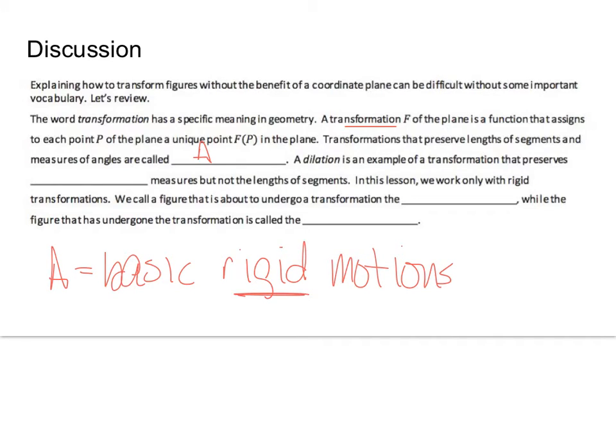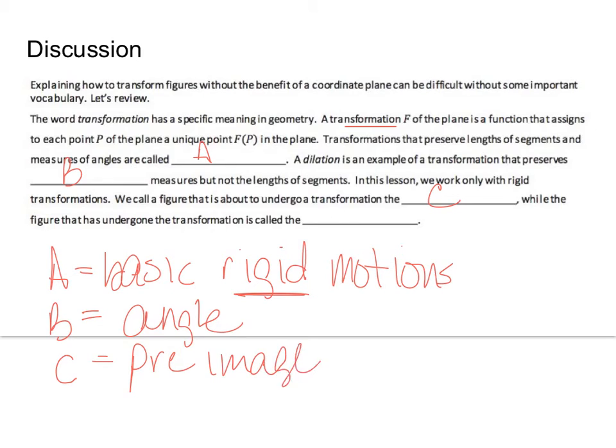A dilation is an example of a transformation that preserves angle measures but not the lengths of segments. In this lesson, we will work only with rigid transformations. We call a figure that is about to undergo transformation the pre-image, while the figure that has undergone the transformation is called the image. The image is the after. The pre-image is the before.